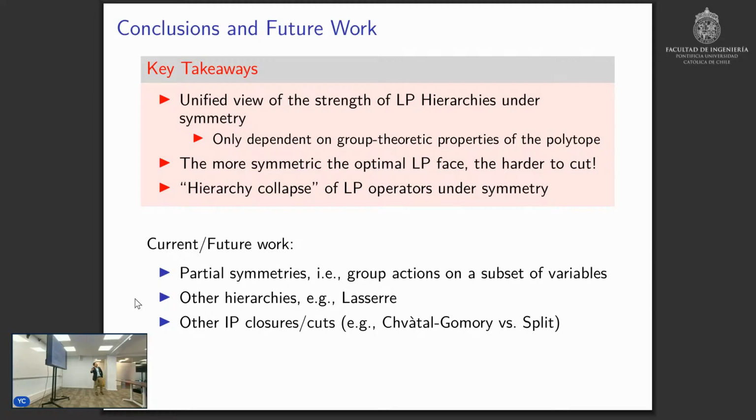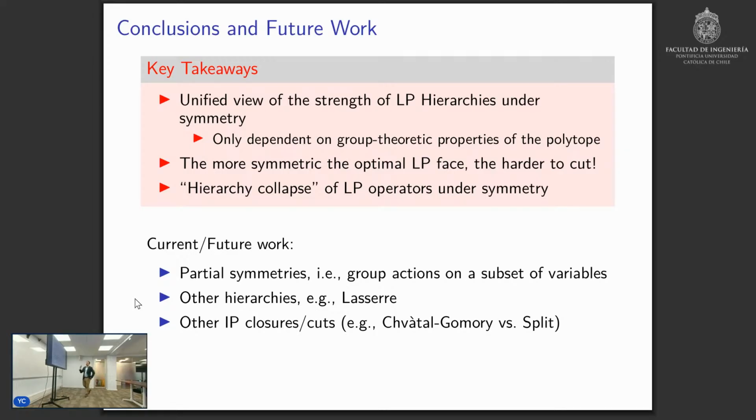So if you're using a solver, and you can choose the set of cuts that you're using, and you know that your instance is very symmetrical, and you have an idea that maybe the first condition of the theorem holds, then maybe stay away from these cuts, because these cuts are also very expensive for solvers. There are even very cheap cuts that you can generate from the simplex tableau, for instance, the Gomory-based cuts, etc. And something else interesting is that there's this hierarchy collapse for these linear programming operators under symmetry.